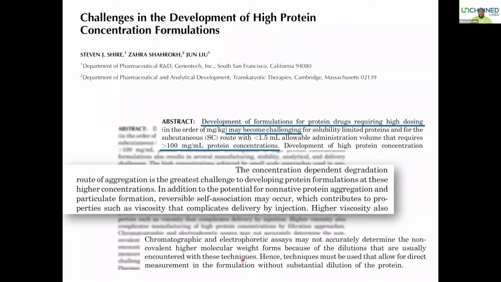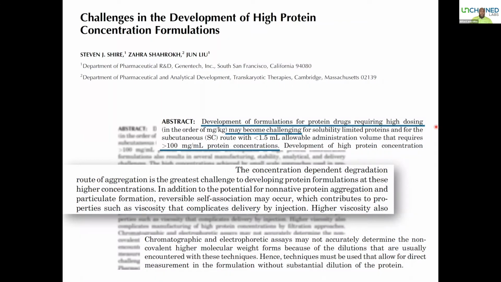Meaning that typically, if you and I want to characterize high concentrations, despite the fact that we know that we are operating with a stock solution that's above 100 mg per ml, we have to dilute them to accommodate the instrument, right, rather than actually characterizing our therapeutics where they may actually be currently formulated, okay?